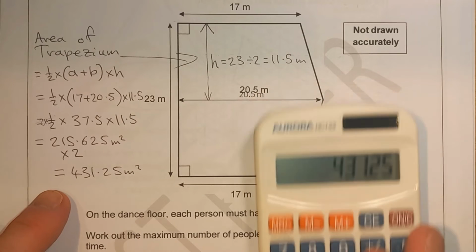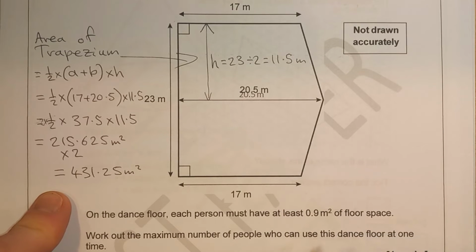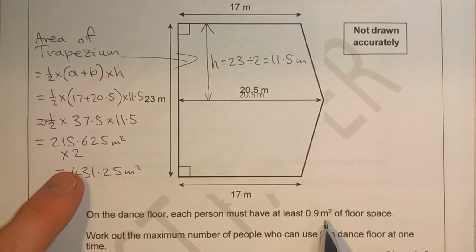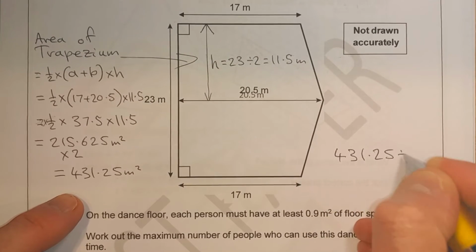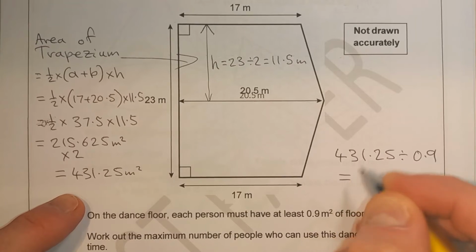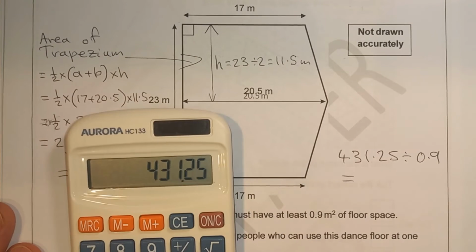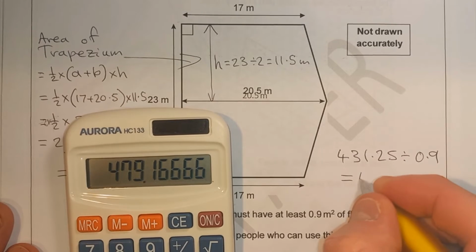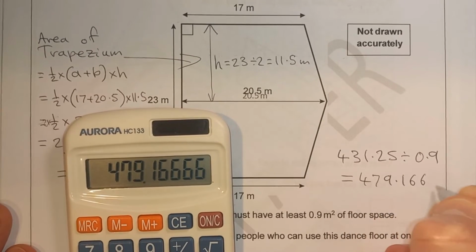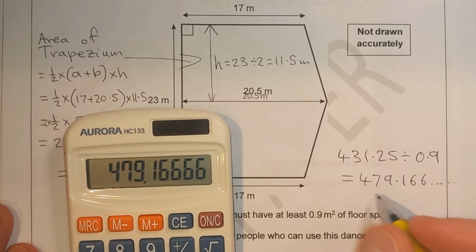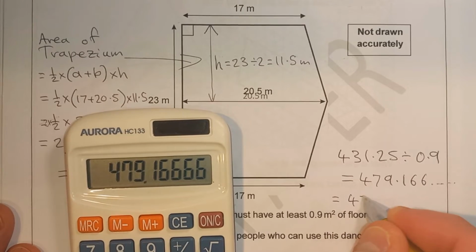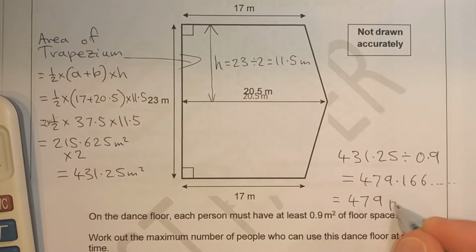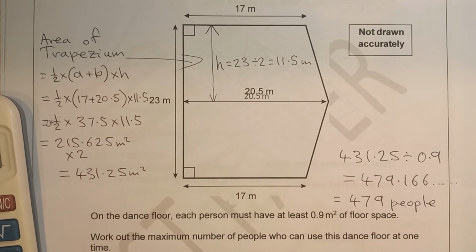Right, so we've got the area. We want to know how many people we can fit on there. Well, if each person needs 0.9 metres squared, we want to know how many 0.9 metres can we fit in 431. Or in other words, 431.25 divided by 0.9. And we get 479.166666. But of course you can't have 0.166 of a person, so we're going to have 479 persons or people.